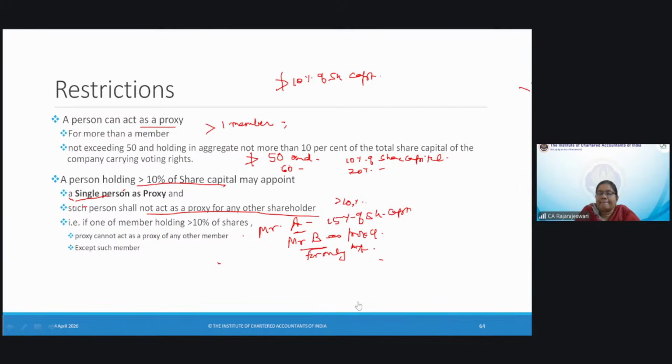Is this clear? Yes, for section 8, only a member is allowed to act as a proxy. The other member can act as a proxy for one member, can act as a proxy for another member, because that member is not able to attend the meeting. That is the concept.